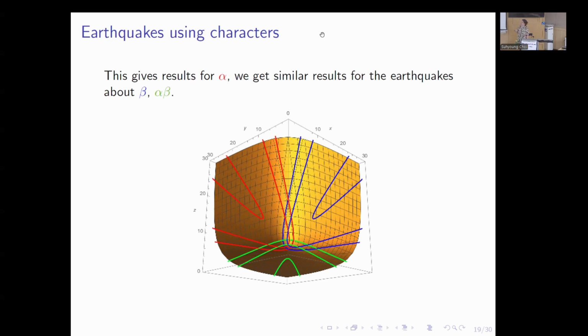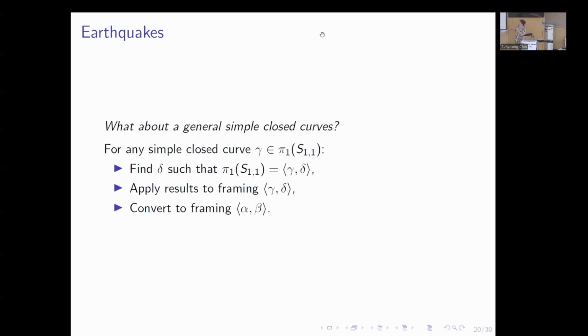Okay, so I said all earthquakes, but all I've done so far is show them for these three specific curves that we used in our coordinate systems, or in our framings. So what about any general simple closed curve? The coordinate systems that we used were highly dependent on the framing that we chose. So it's very nice for that choice of framing, but not necessarily for any other curve. But we can describe an algorithm so we can get results for any simple closed curve.